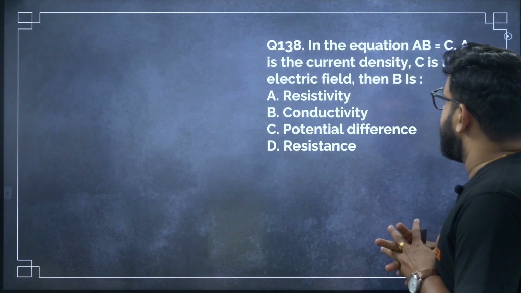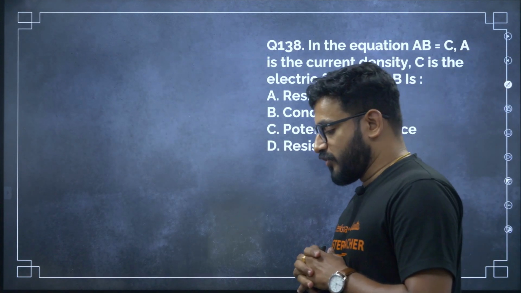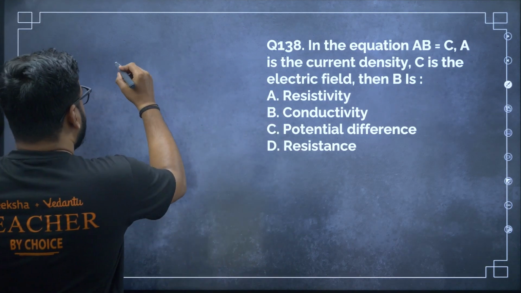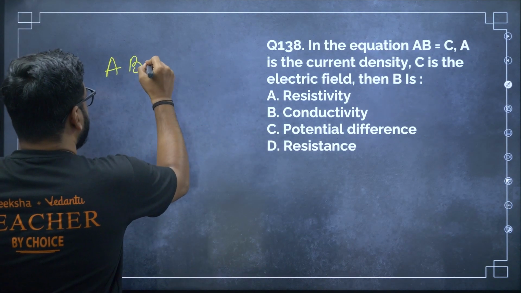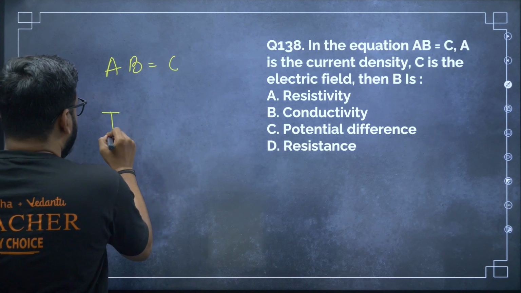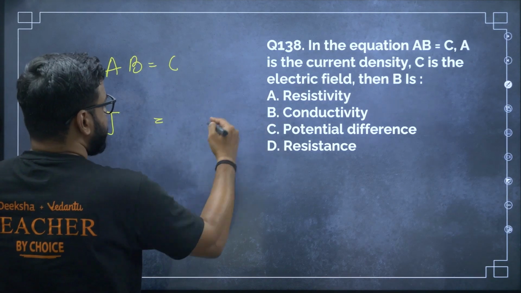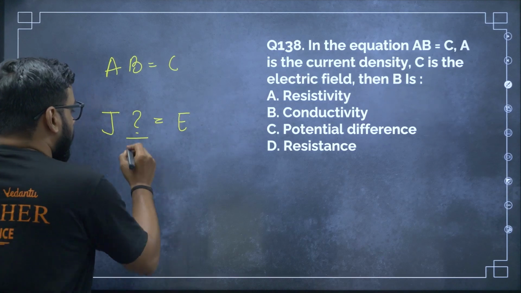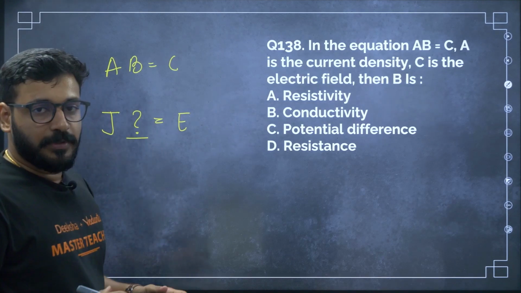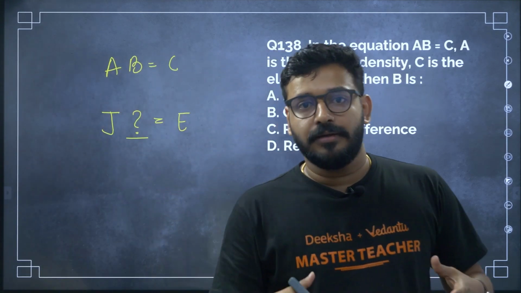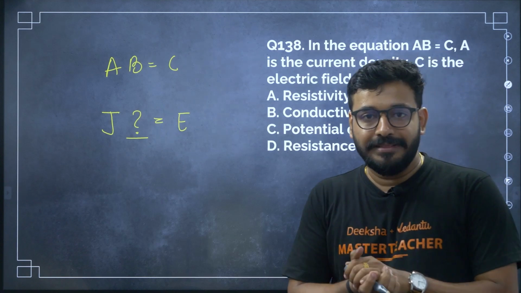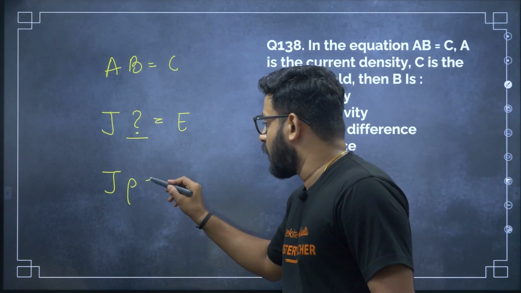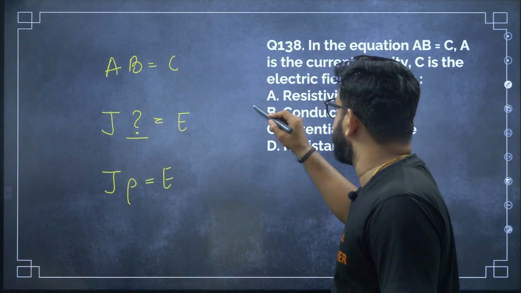So let us have a look at the next question. In the equation AB is equal to C, A is the electric current density, and C is the electric field. What is B? Now if you remember the relation between current density and electric field, which is given straightforward in the textbook, you know that J into rho is equal to electric field. So the correct answer is resistivity.